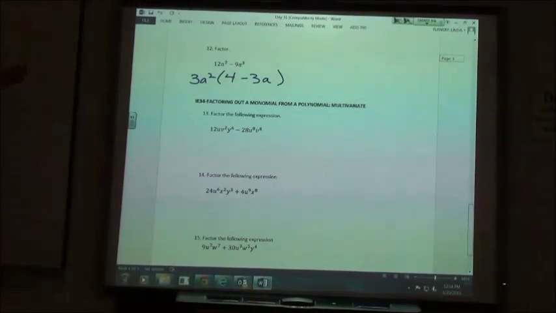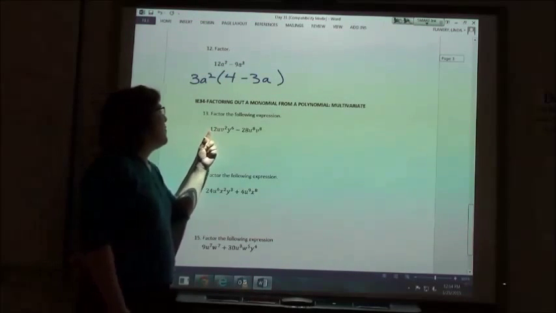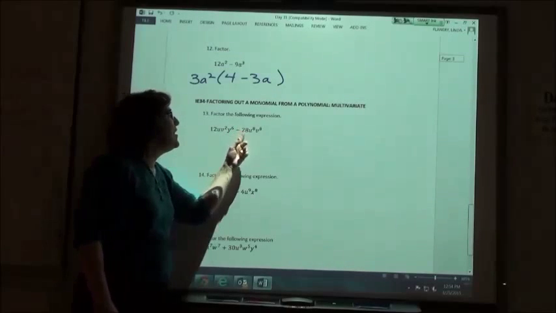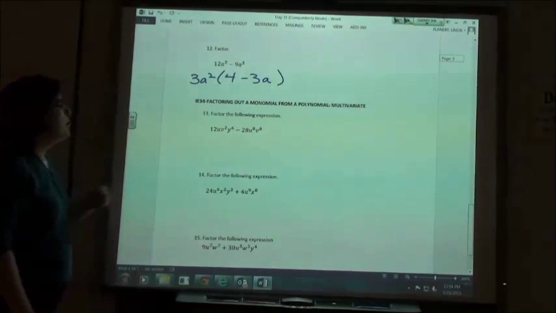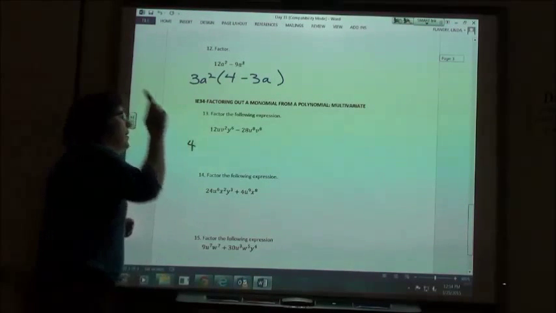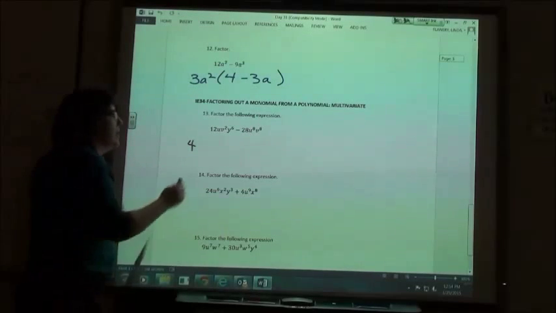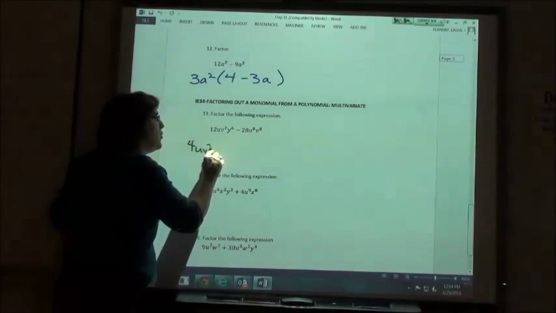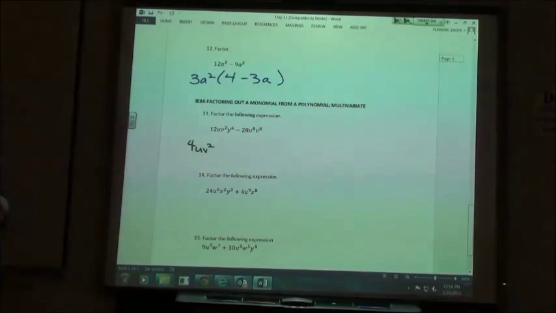So then they did the short ones. Now, of course, they get the little longer ones. If I have 12u v to the second y to the sixth minus 28u to the eighth v to the eighth, my greatest common factor, if I have 12 and 28, would be 4. And then I can take out a u and a v squared. Can't do y's because there's not a y common to both.